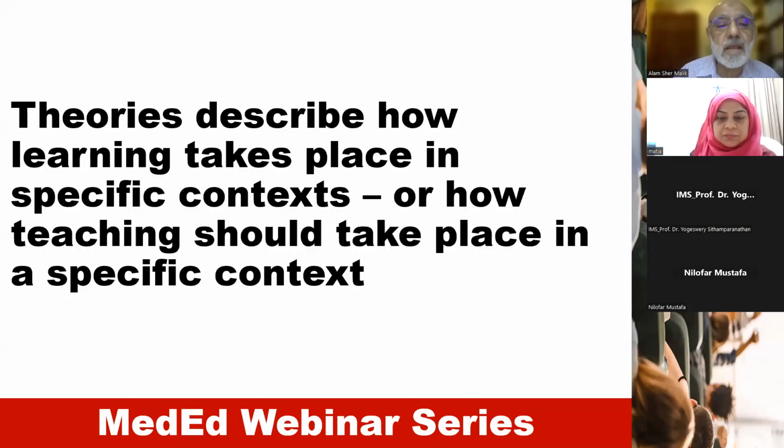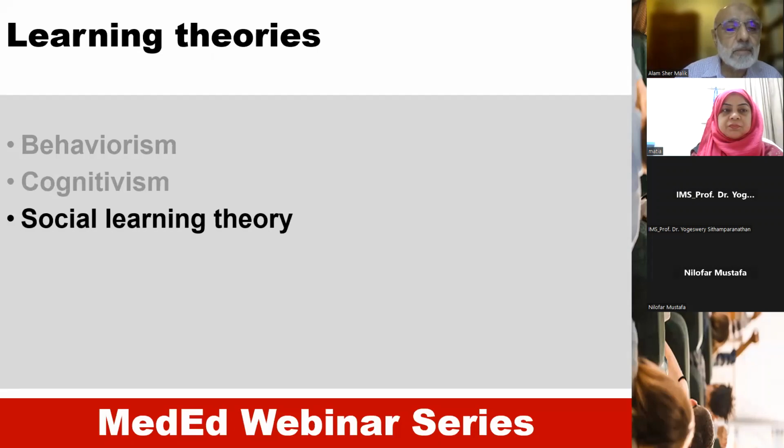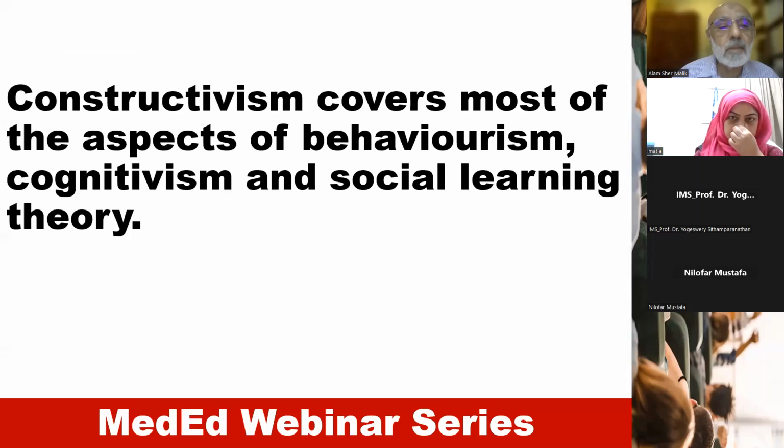These theories describe how learning takes place in a specific context, or in other words, how teaching should take place in a specific context. The four major learning theories are behaviorism, cognitivism, social learning theory, and constructivism. Constructivism theory covers most of the aspects of behaviorism, cognitivism, and social learning theories, and therefore we will concentrate on this learning theory only.